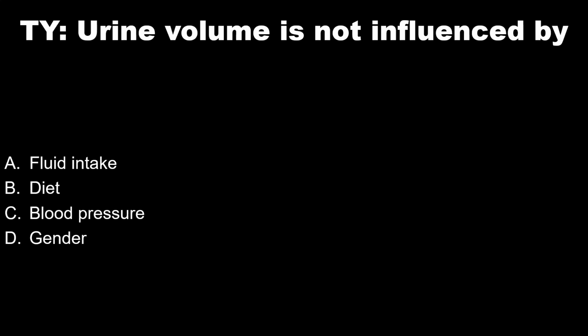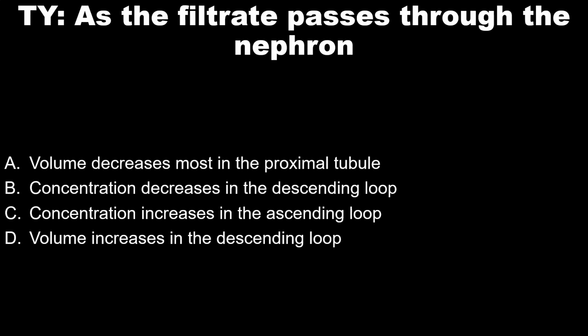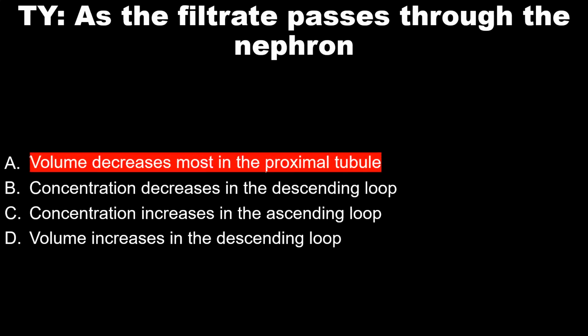So urine volume is actually not going to be influenced by one of these. Which one is it? Gender. There's no influence by gender on urine production volume. Now, as filtrate passes through the nephron, volume tends to decrease the most in the proximal tubule, right? It's going to lose the most amount of water in those regions.